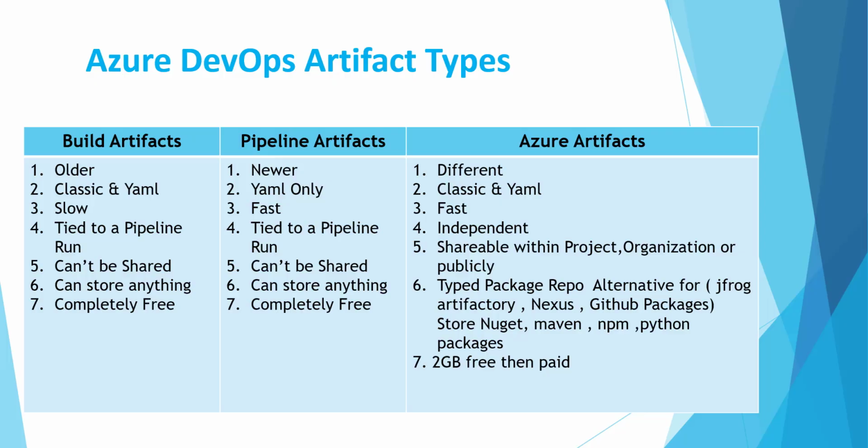In this lesson, we'll explain the Azure DevOps artifact types. We have three artifact types: the build artifacts, the pipeline artifacts, and Azure artifacts. So what is the difference between them?